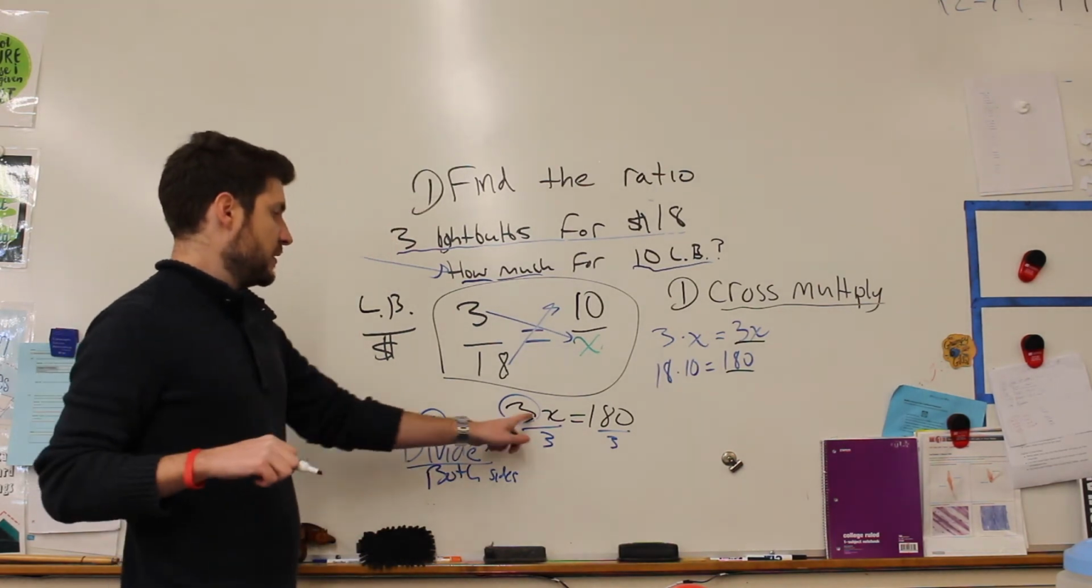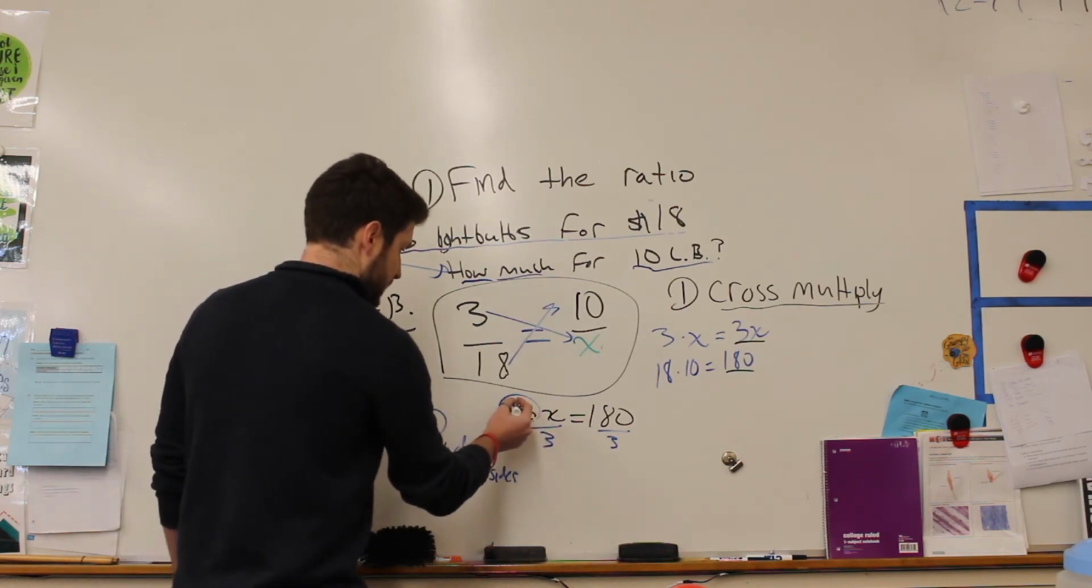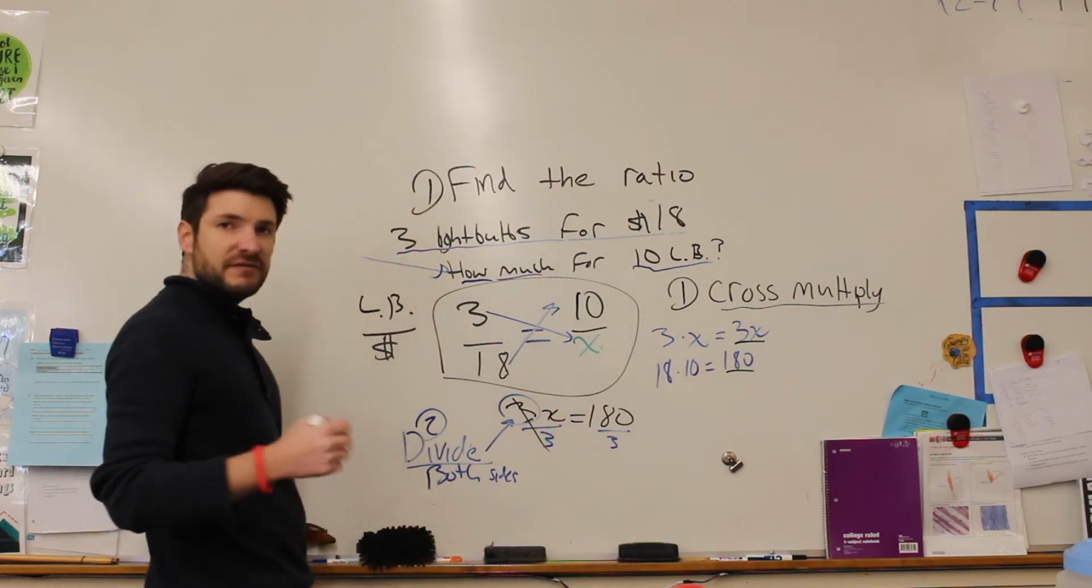So 3 divided by 3 is 1, so these cancel out. 180 divided by 3.